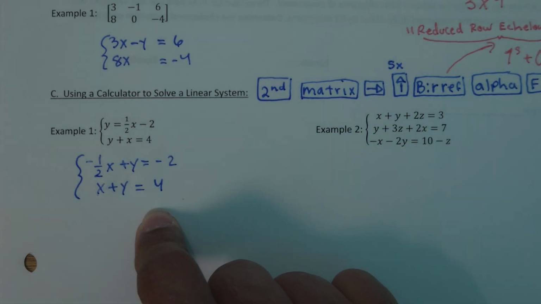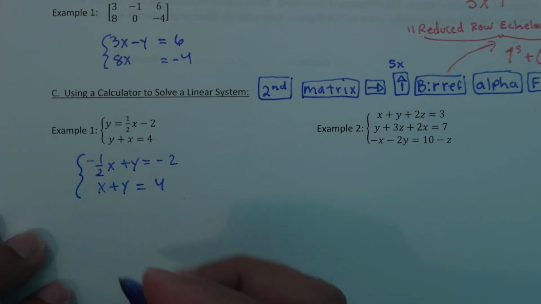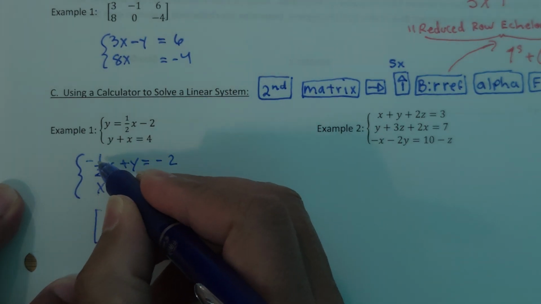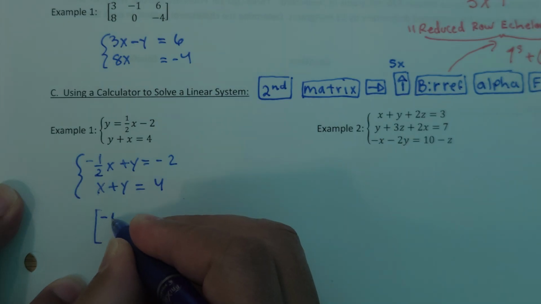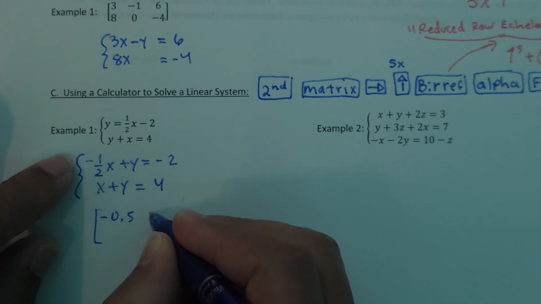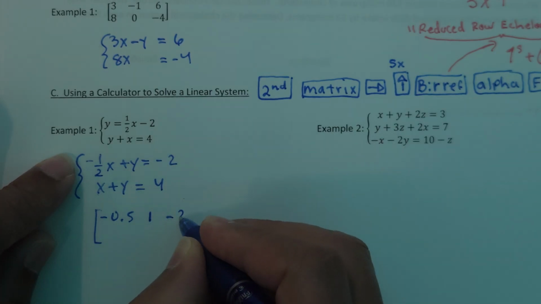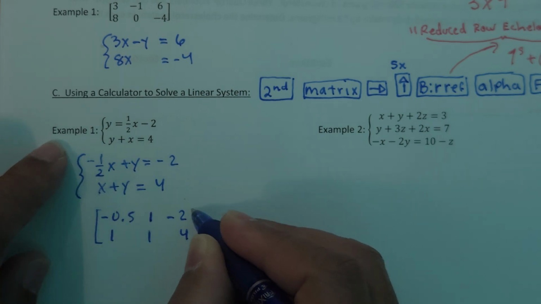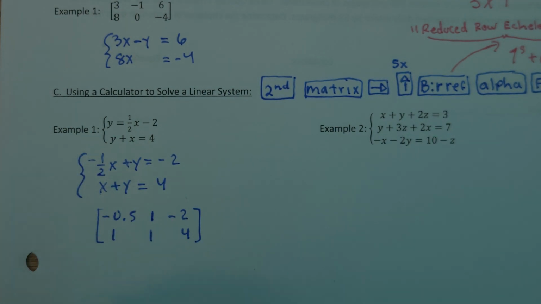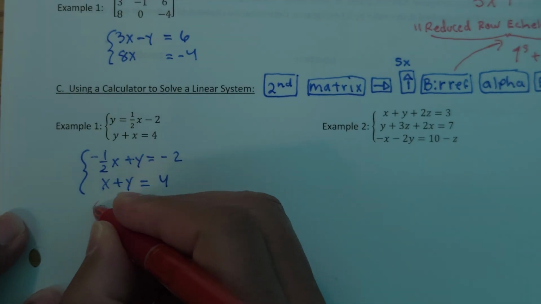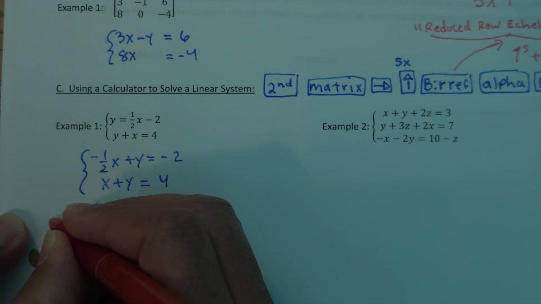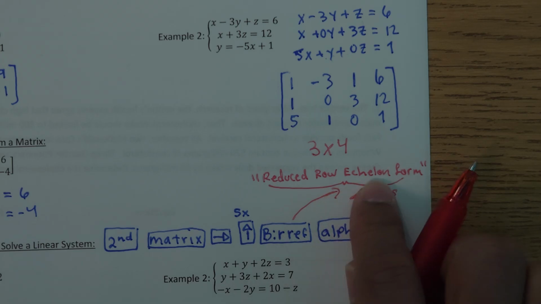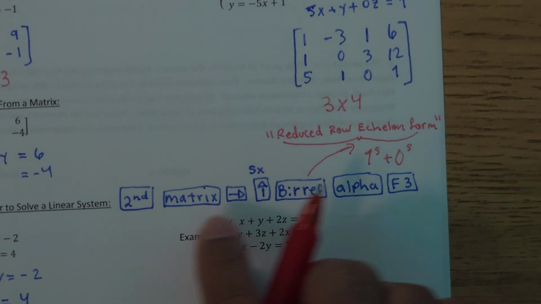Once I have the system rearranged in standard form, I can convert this to a matrix. I'm going to write this negative 1/2 as negative 0.5. Then y has a coefficient of 1, and the constant is negative 2. In the second row, the x coefficient is 1, the y coefficient is 1, and the constant is positive 4. Next, I'm going to use a calculator. When you see me write down open and close parentheses and RREF, it means I'm going to use reduced row echelon form, using a calculator following these steps.